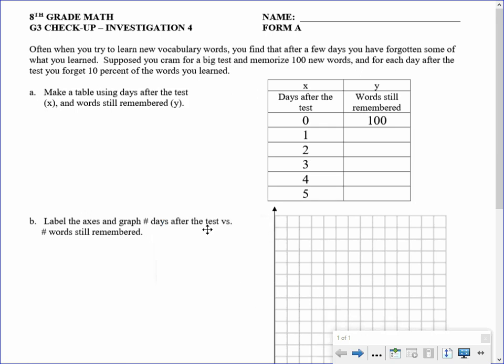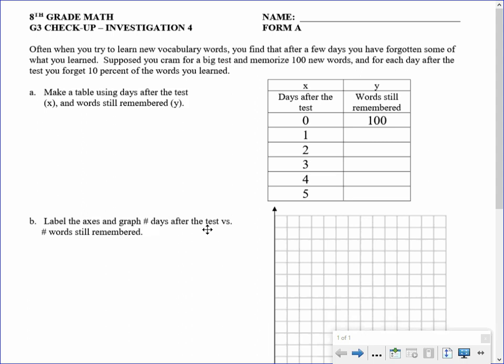All right, well, right now you're going to be going over this practice quiz you just took, and some of you might be a little bit confused with the top because they've kind of given you the numbers. This one you kind of had to figure out the decay factor. So let's talk about the scenario real quick. It says when you often try to learn new vocabulary words, you find that after a few days you have forgotten some of what you learned.